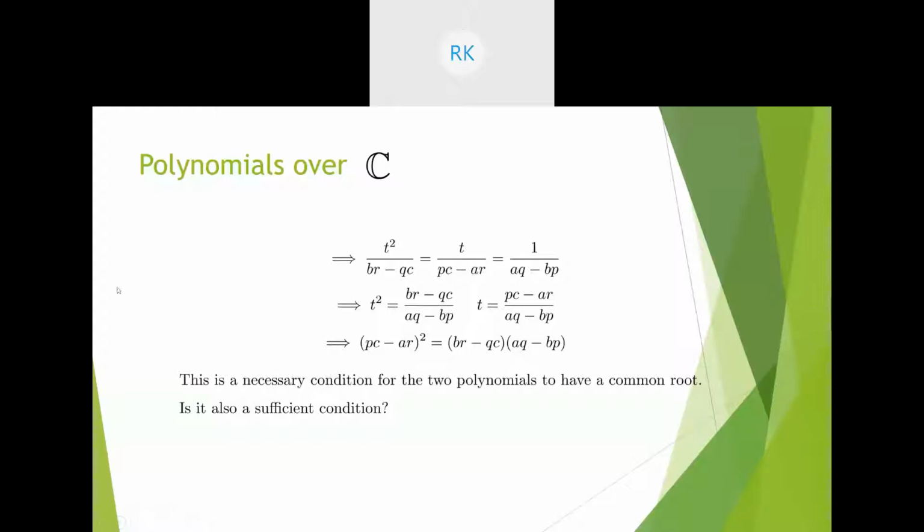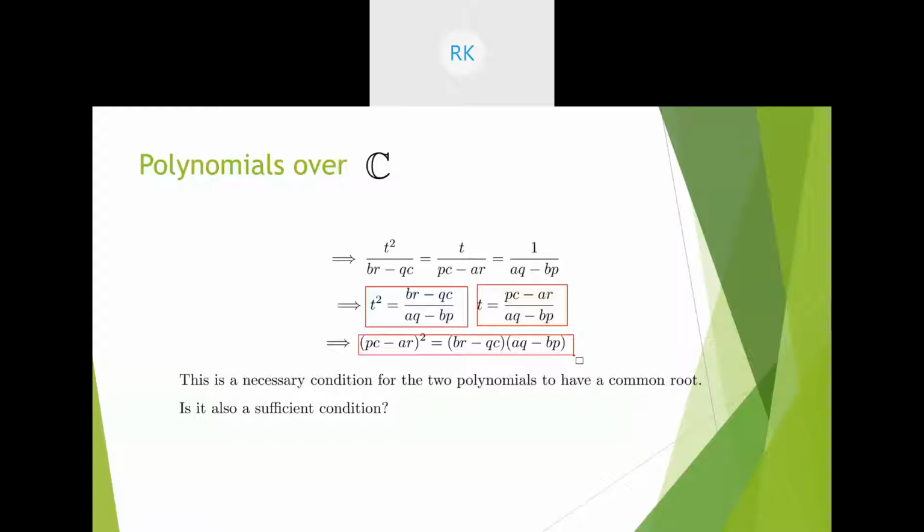Okay. So now the remaining steps are very simple. T square equals BR minus QC by AQ minus BP, and T equals PC minus AR by AQ minus BP, where AQ minus BP is non-zero. So now you just substitute the value of T inside the T square. So what you will get is PC minus AR by AQ minus BP whole square equals BR minus QC by AQ minus BP. And then you just multiply AQ minus BP both sides, and you will get this final expression, that is PC minus AR whole square equals BR minus QC into AQ minus BP.